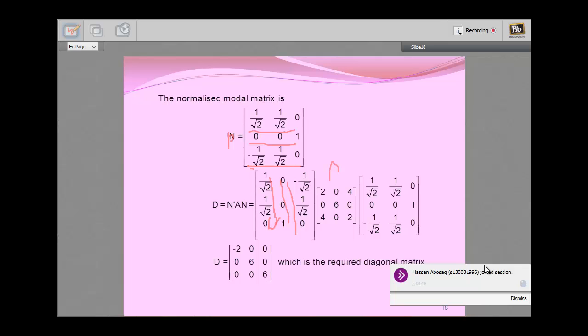So this is the A, and this is P transpose AP. Whatever the P is, we will write it like this. So P transpose A and P. Just multiply, and we will get this matrix, which is diagonalized, that is, a diagonal matrix.